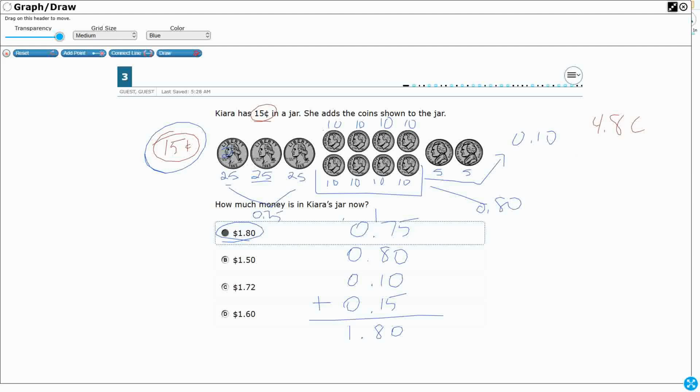And if we wanted to, we could have just skip counted by coins, right? 25, 25, 50, 75, 85, 95, 105, 115, 125, 135, 145, 155. Then by fives, 160, 165, and then 165 plus 15 gets you back up to 180. So either way, our answer here is A.